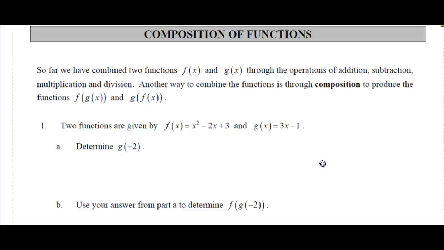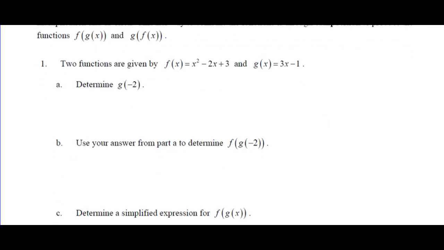So far, we have combined two functions, f of x and g of x, through the operations of addition, subtraction, multiplication, division. Another way is through composition. So this is read f of g of x, f of g of x. And this is read g of f of x. And it means evaluate this, do the g of x, and then put it as the input to f. Okay? So two functions are given by f of x is x squared minus 2x plus 3 and g of x is 3.